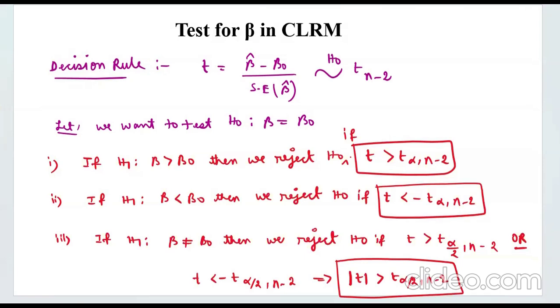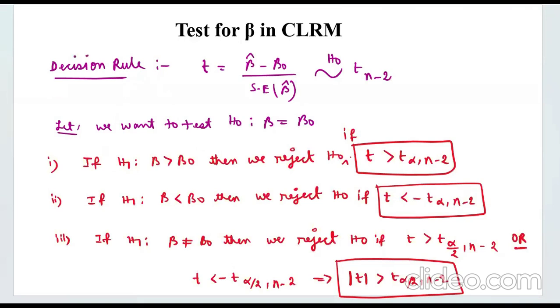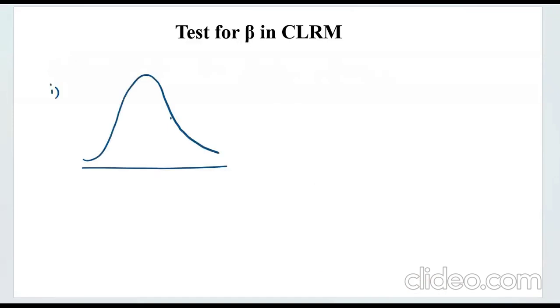So these are the three possible cases. Now let me show you this in a diagram. First case, I'm drawing a freehand diagram just to let you understand things. This is a T distribution and you are performing a right tail test. See, beta is greater than beta naught, so you will have only one rejection region on the right hand side. Suppose this is the rejection region, and on this side the probability is alpha.